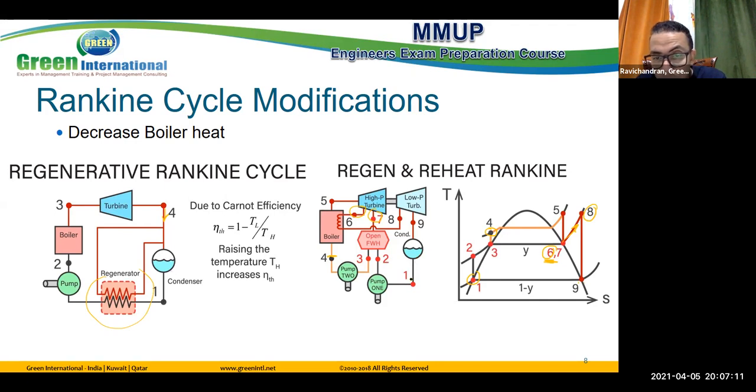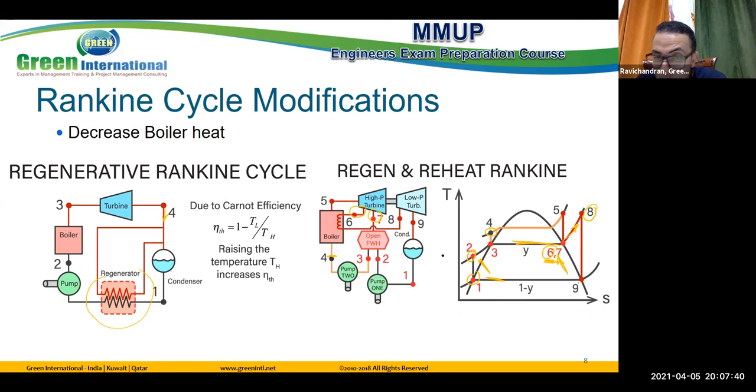So what's coming from here, I pump it up to the same pressure as 7, because to mix two fluids they should be at the same pressure. This is the pressure line for 7, and this is the pressure line for 9 and 1. So I pump it from 1 up to 2. What is 2? It is on the same pressure line as 7. So 7 and 2 are going to mix together.